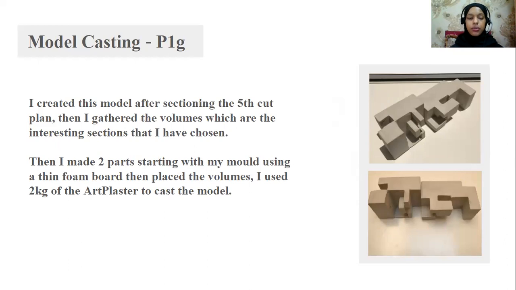Model casting or project 1G is the last part of project 1. In this part of the project, I created the model after sectioning the 5th cut plan. Then I gathered the volumes, which are the interesting sections that I had chosen. That means I took the volumes and placed them in the box or the mold that I made using the thin foam board. Then I used 2 kilos of art plaster to cast the model, and the pictures are of the model after it dried.